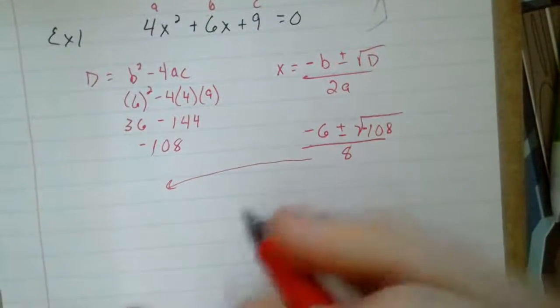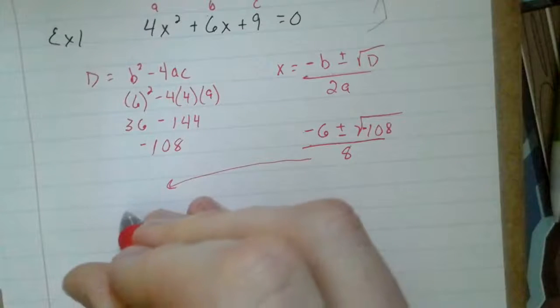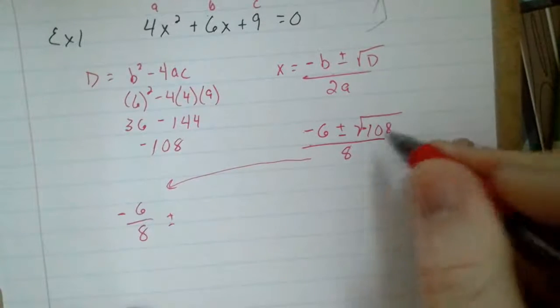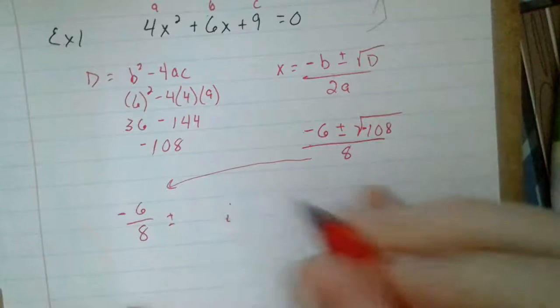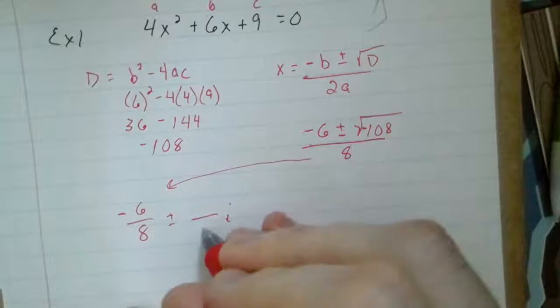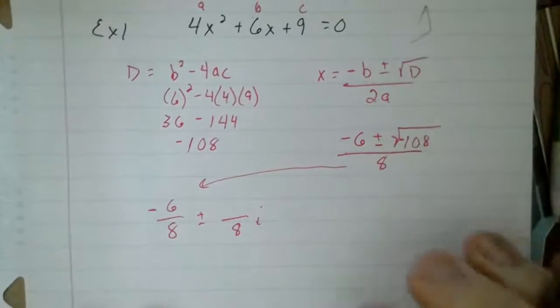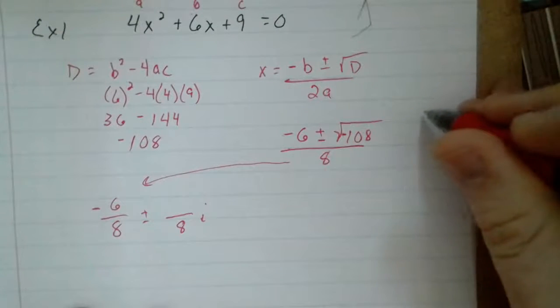Right? We're going to have here negative 6 over 8 plus or minus. Now because it's negative, I'm going to go ahead and put an i over here. I'm going to have 8 on the bottom. Now the square root of 108, you guys know how to do this. You learned how to do this in geometry. Do a little scratch work. Right? There's nothing bad about that.